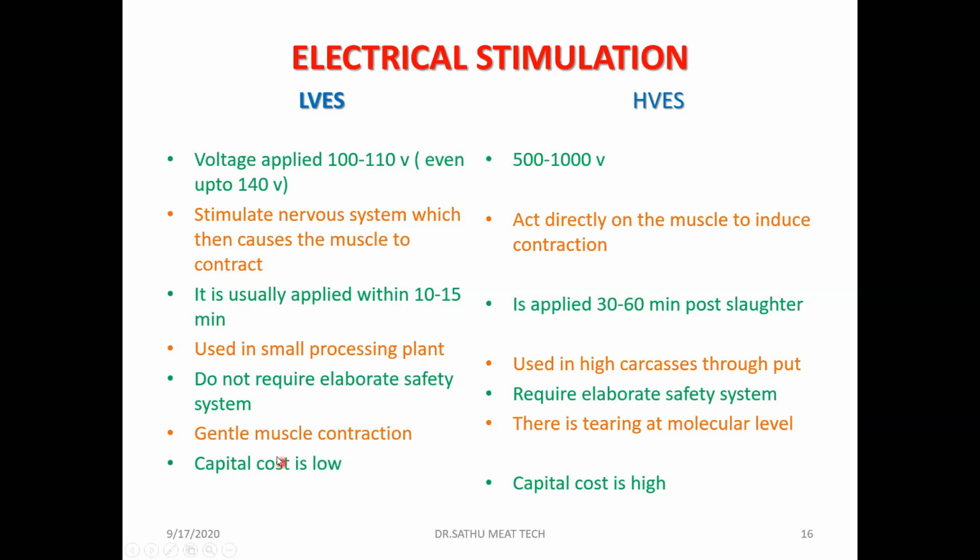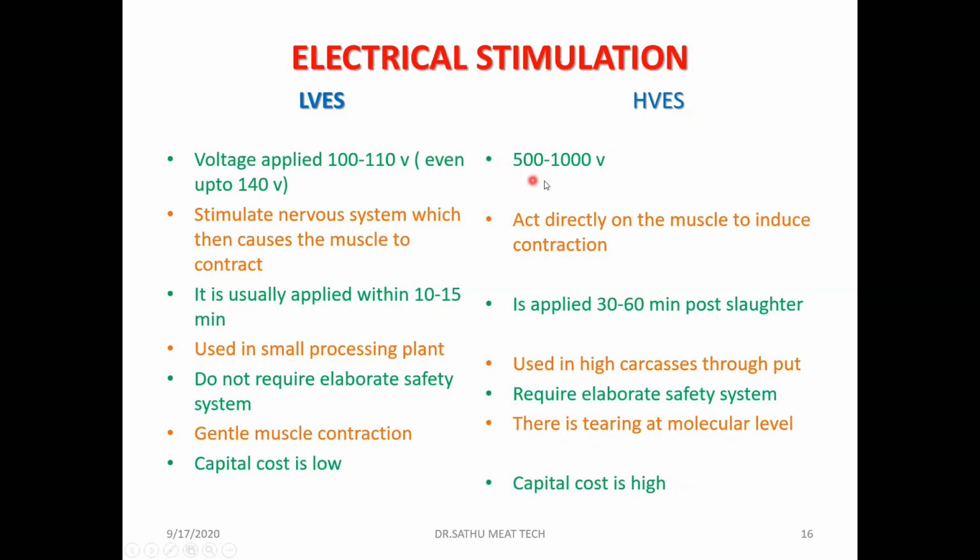Okay, here the muscle contraction is very gentle. Here there is a tearing at the molecular level. Because of the violent contractions and relaxation, the tearing of the tissues at the molecular level will also be taking place. So the capital cost is low, here the capital cost is high. So these are the differences between low voltage electrical stimulation and high voltage electrical stimulation.